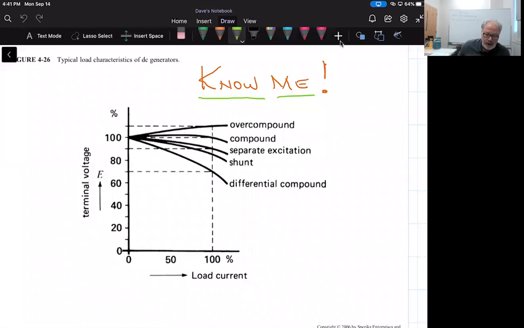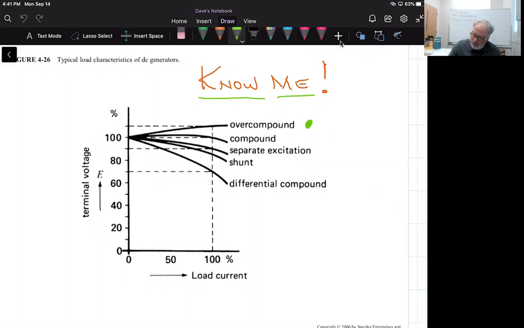So here's the curve. And what we can see on the y-axis is the terminal voltage, E, in percent of full, up to even above 100%. And then on the x-axis, we're looking at load current in terms of percentage. What we see here are 5 different types of generators in terms of the way that the excitation is designed.